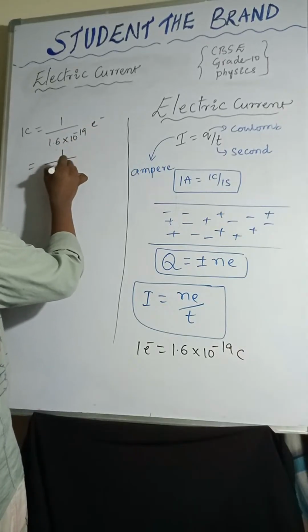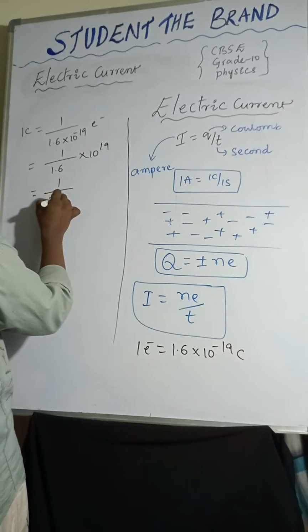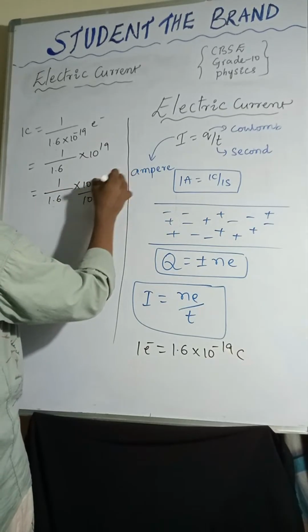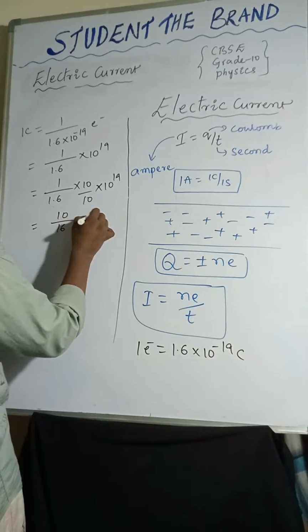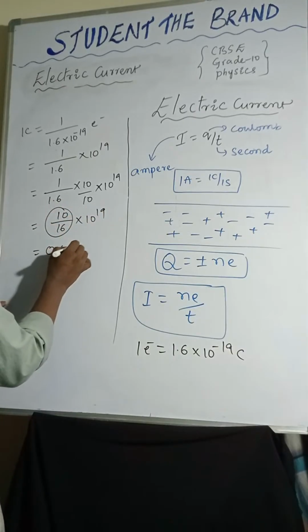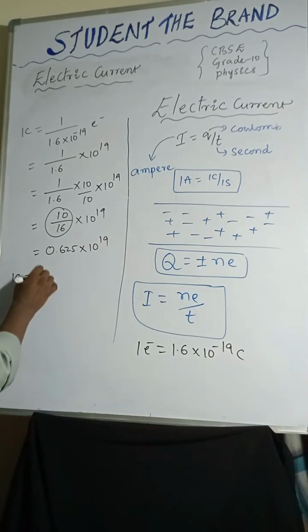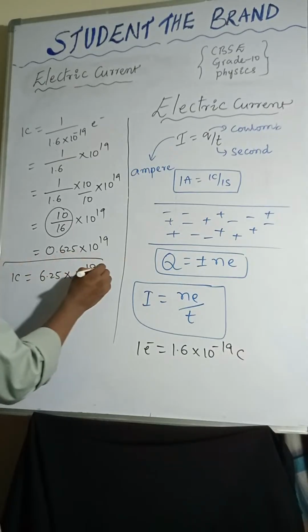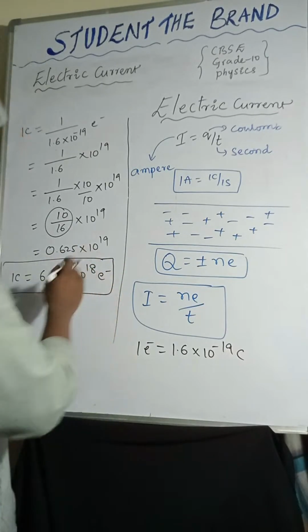So 1 by 1.6 into 10 power 19. Then you are taking 10 by 16 into 10 power 19. Okay, if you do this you'll get 0.625 into 10 power 19 in 1 coulomb. So 6.25 into 10 power 18 electrons are present in 1 coulomb.